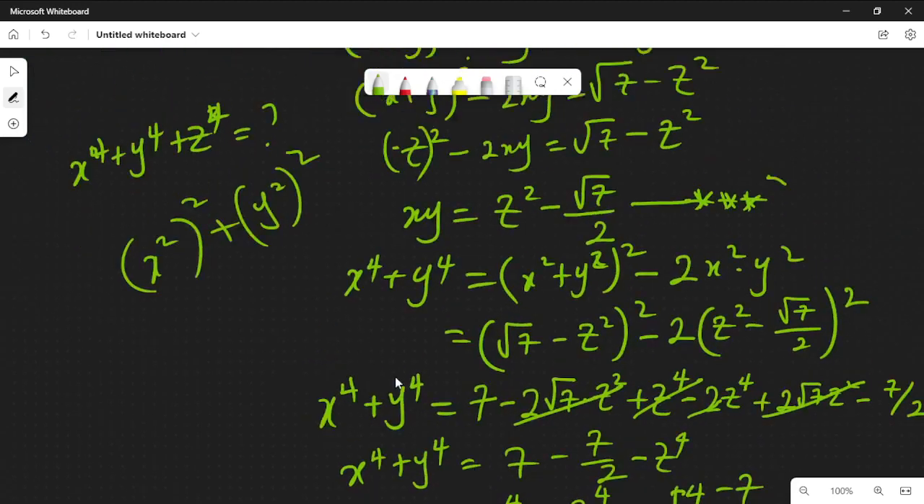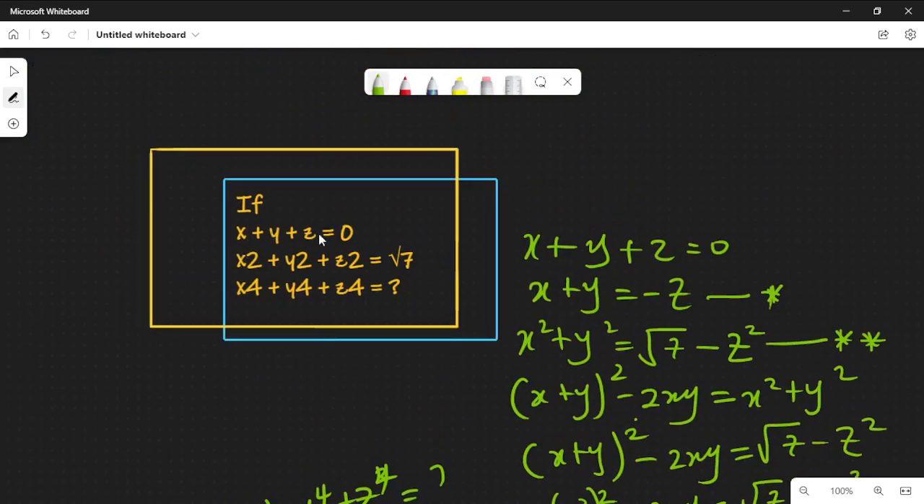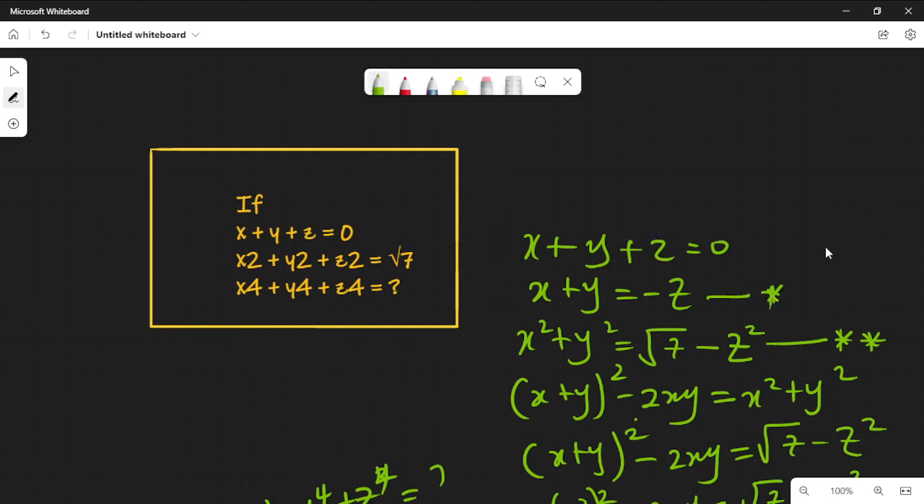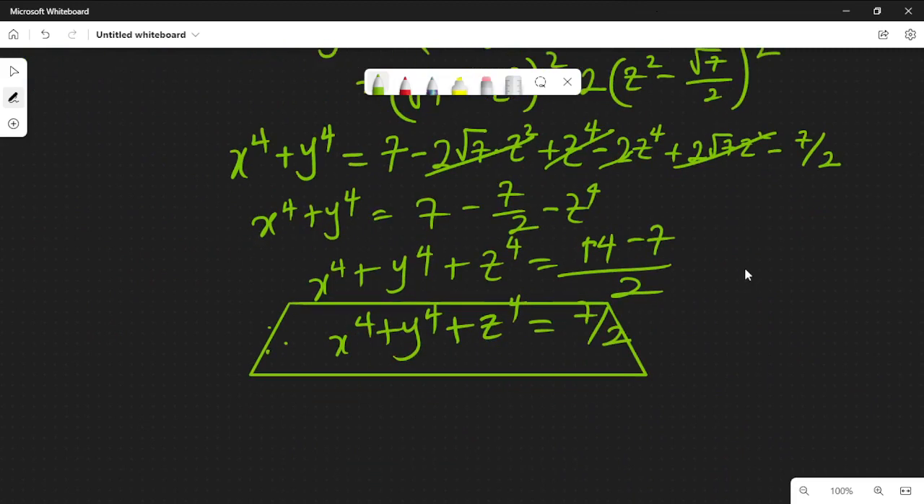That is, if I have that x plus y plus z equals 0, and x squared plus y squared plus z squared equals root 7, therefore x to the power of 4 plus y to the power of 4 plus z to the power of 4 is equal to 7 over 2. And I want to believe you enjoyed this tutorial and you understand the way the solution goes.